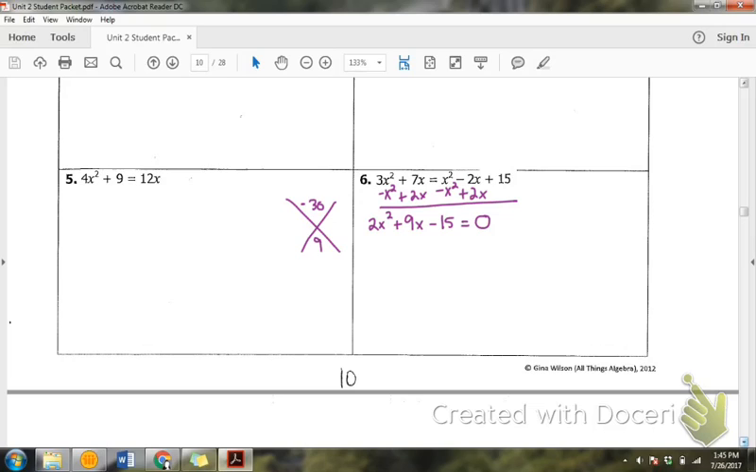3 and 10, that's not going to give you 9. 6 and 5, that's 11. 15 and 2. Okay, so this is not going to be able to x factor. So if it's not x factoring, what are we going to do? Quadratic formula. Yep.